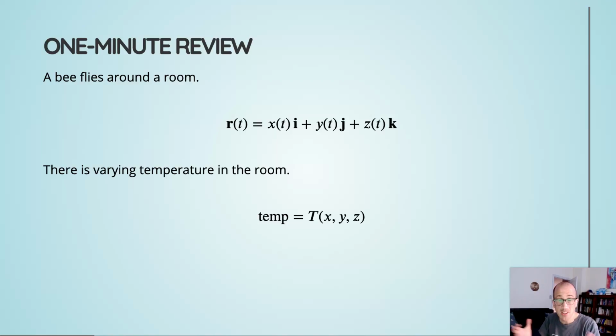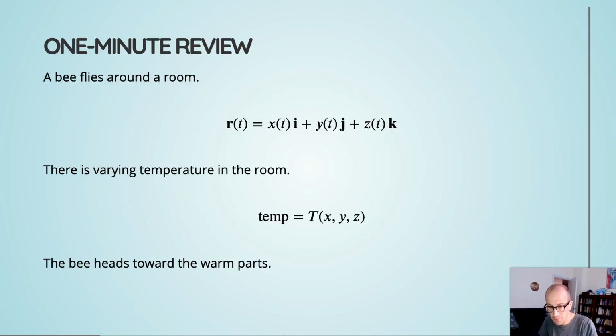And we did something neat. We married them together. We said, okay, what if the bee wants to go toward the warm parts? So the bee feels some temperature nearby and says, I'm going to go where it's warmer. That's the place for me. Mathematically, we describe that in a really elegant way. Wherever the bee's headed, that's the derivative, a vector. Line that up with the direction where the temperature is changing the greatest. That's the gradient, a vector. And so the gradient says go this way for warmer temperatures, and the bee says fine. The derivative of its position, its velocity, heads in that direction.